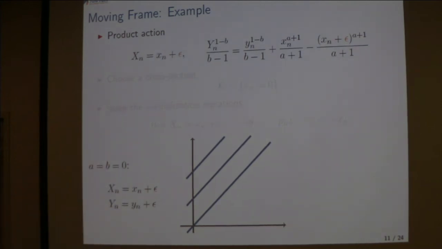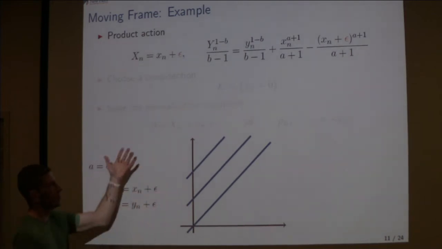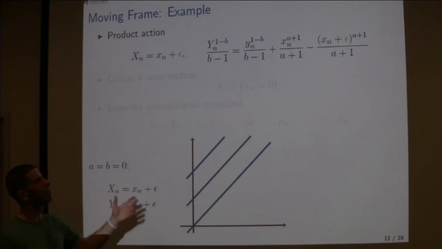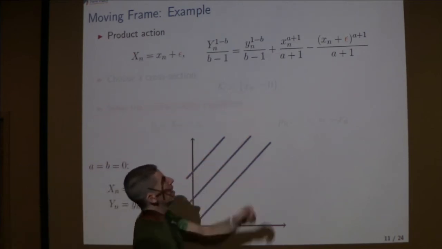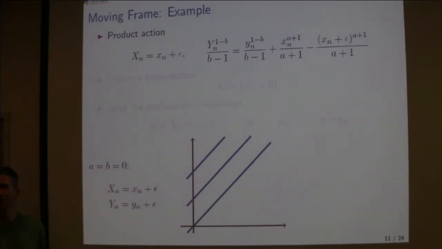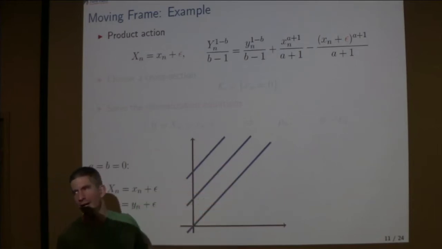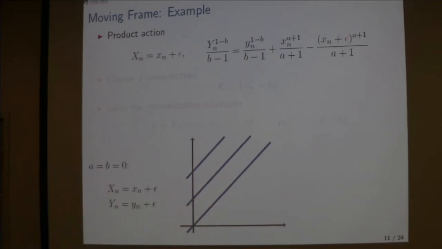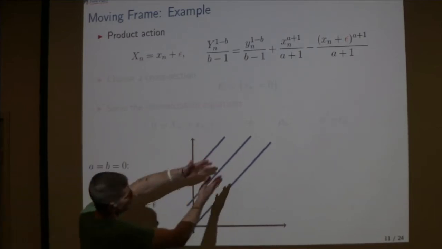The answer is yes. And now, for the sake of illustrating the computation, inside this group action I chose A and B to be 0, which is a case we've already considered. In that case, it makes the whole action very simple. It's just translation in x and y by epsilon. And so the orbits now are lines.